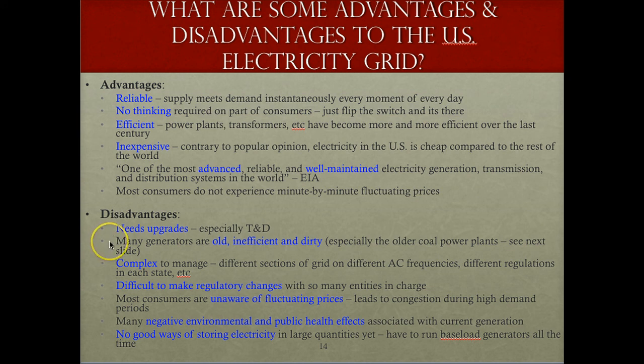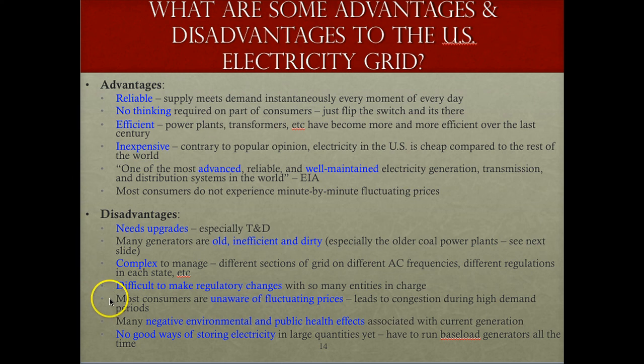Also, many generators are old, inefficient, and dirty, especially the old coal power plants. See the next slide. But because they have been paid off for decades, and therefore operate very cheaply, we keep them running. The grid is very complex to manage, with different sections of the grid on different AC frequencies, different regulations in each state, etc.